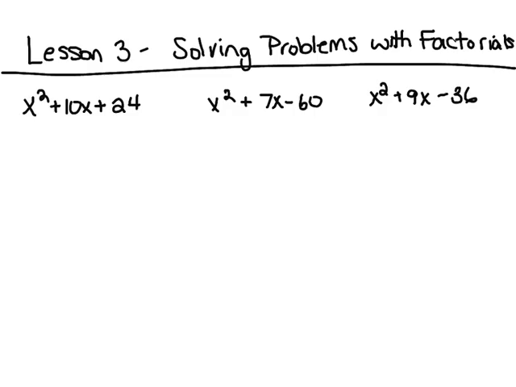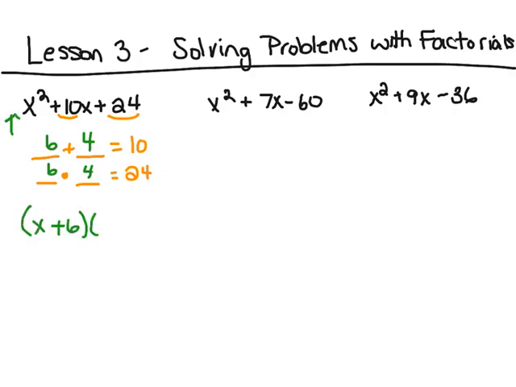When you're factoring, you want to find two numbers that add up to your middle term, which is 10, and multiply to get your outside term, which is 24. So we need two numbers that add to 10 and multiply to get 24. They should be 6 and 4. When a is 1, which it is, you put it straight into the brackets: x plus 6, x plus 4.